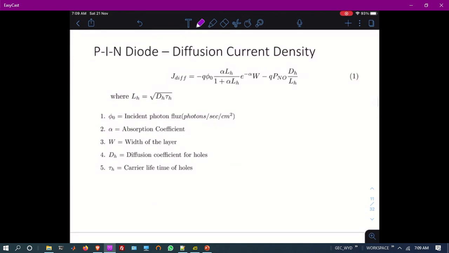Similarly, you have a diffusion current density, where the derivation is much more complicated. Apart from phi zero, alpha and w, so this w should be at the top, so this should be e raised to minus alpha w, there is a term called Lh and Dh. So Lh is root over Dh into tau h, where Dh is the diffusion coefficient for holes and tau h is the carrier lifetime of holes. So this also gives you the diffusion current density. Instead of the effect of electric field, because of the concentration of the charge carriers, the holes or electrons in both the regions can move across the junction to constitute the current.